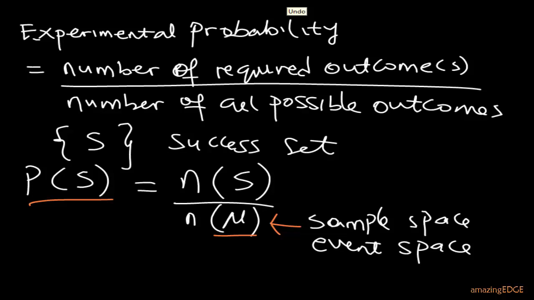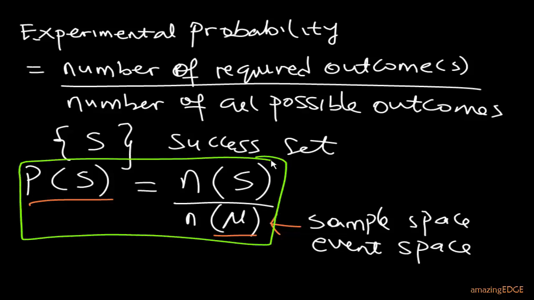So now, using the notion of set, one can define probability with this formula. It is the number of elements in the set S, that is the desired set. That's what we call the success set. Now divided by the number of elements in the universal set, which we otherwise call the sample space or the event space. So in the next video, we'll be looking at some examples to illustrate what we have said so far.